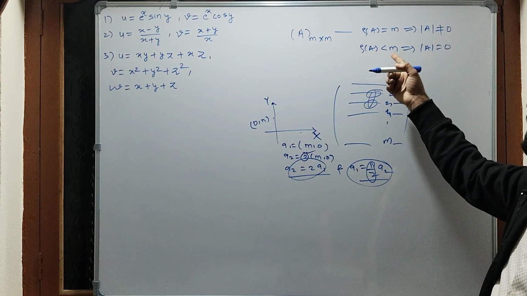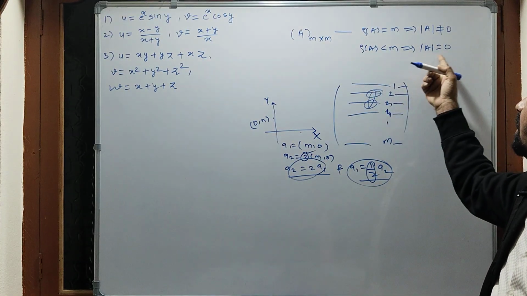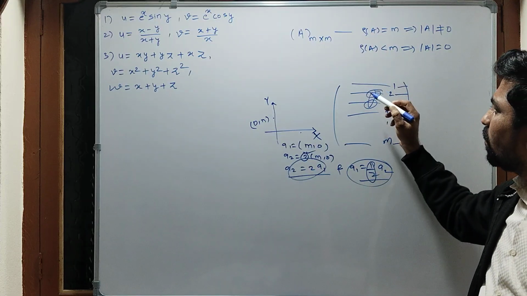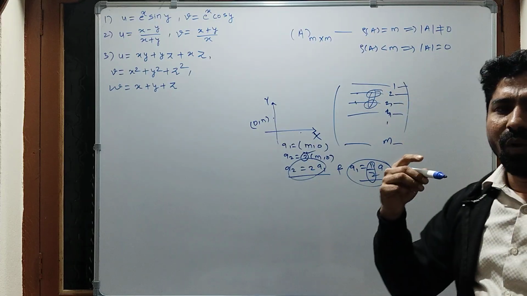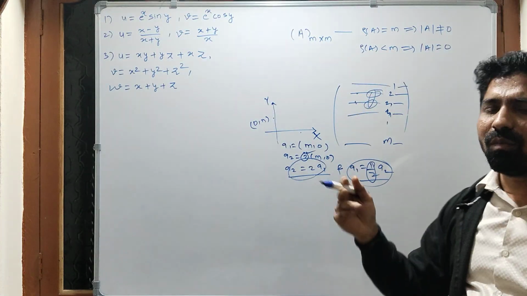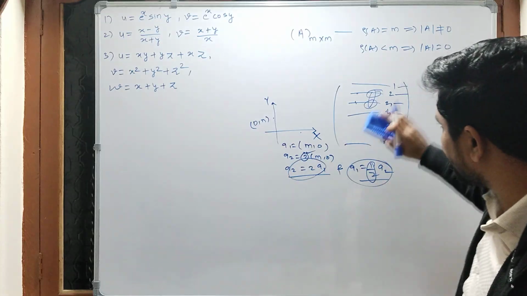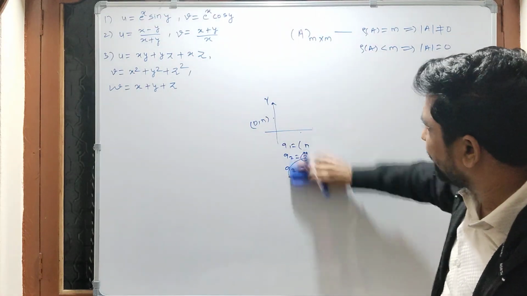If the rank of my matrix is strictly less than m, that is, the determinant is 0, then at least two of these vectors, any two of these rows, are multiples of each other. So now, in the same way, I want to define functional dependence and functional independence.